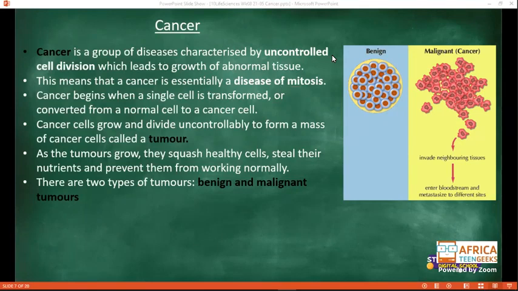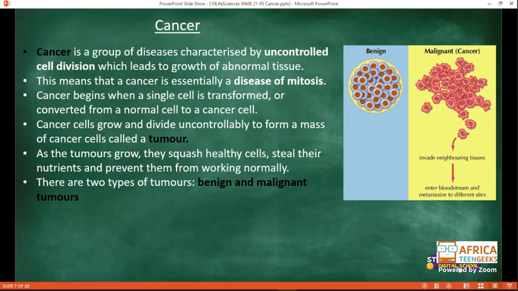Am I audible? Okay. So it means that cancer is a disease of mitosis because mitosis is a type of cell division. If the cell division is uncontrolled, then it leads to a disease, and cancer is that type of disease. So it is essentially a disease of mitosis.